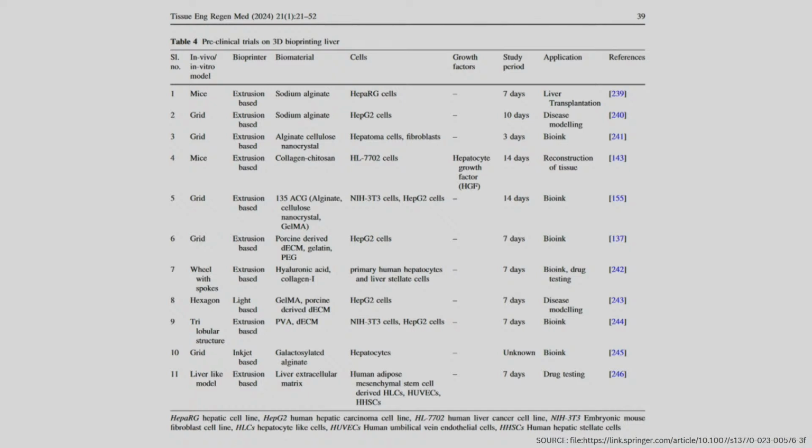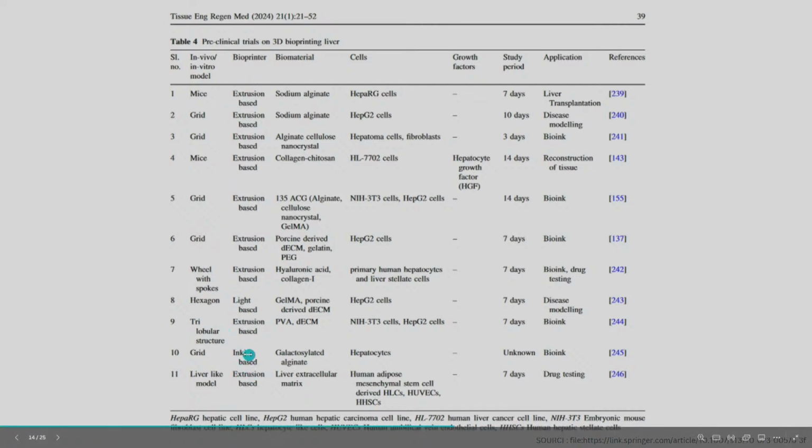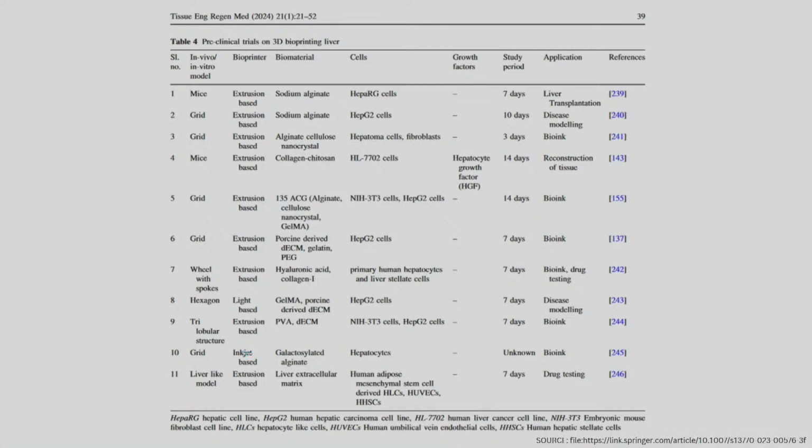Now, if you see here, these are the preclinical trials which are already being done on 3D bioprinting of liver. The bioprinting methods are categorized into types: one is extrusion-based, one is light-based, and inkjet-based is also there. So I'll quickly take you through what these technologies are as well.